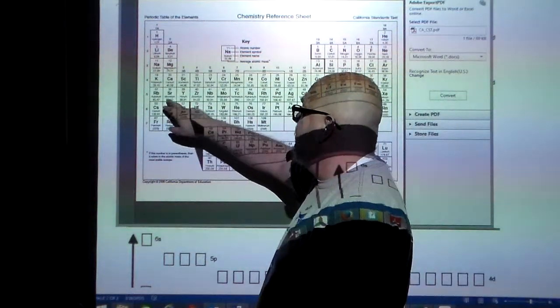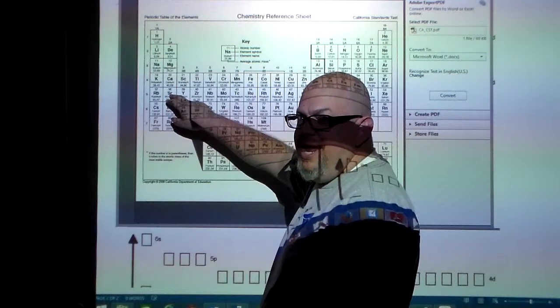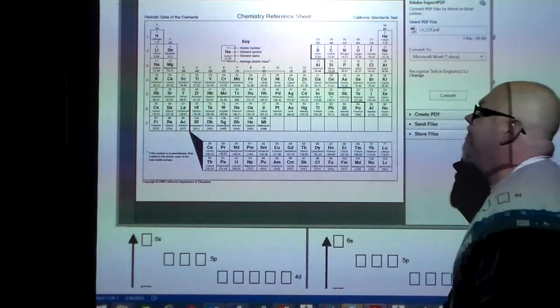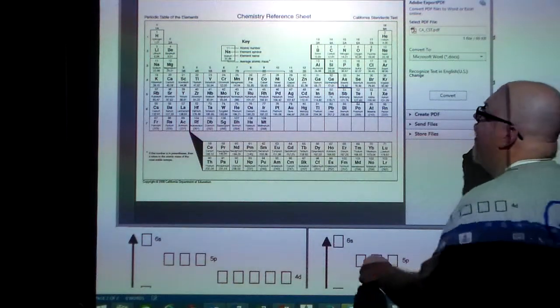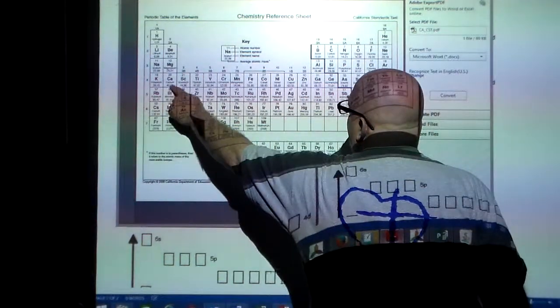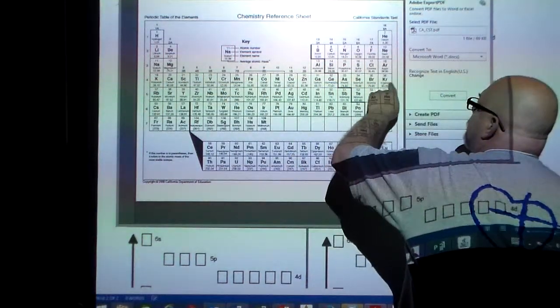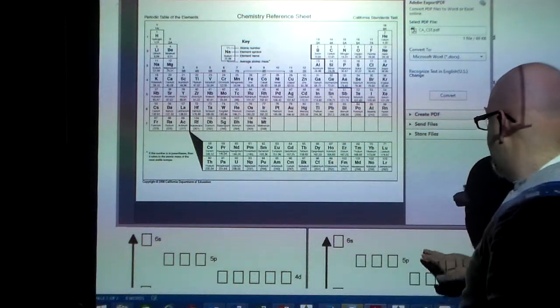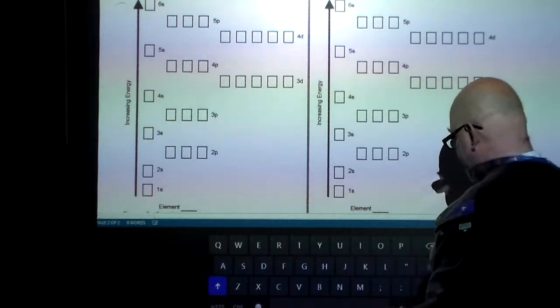Let's go with strontium, 38. Strontium has 38. The closest noble gas is krypton with 36. Okay, so here we go.